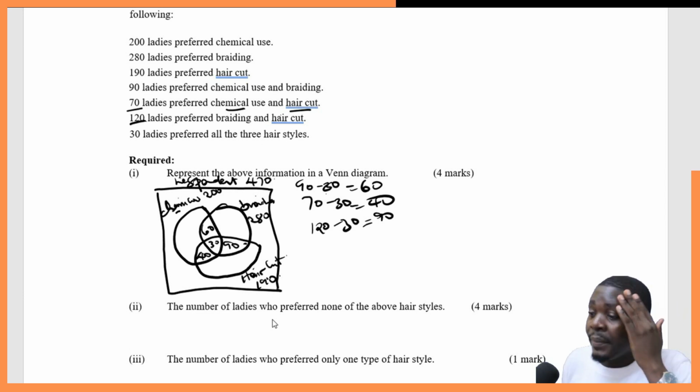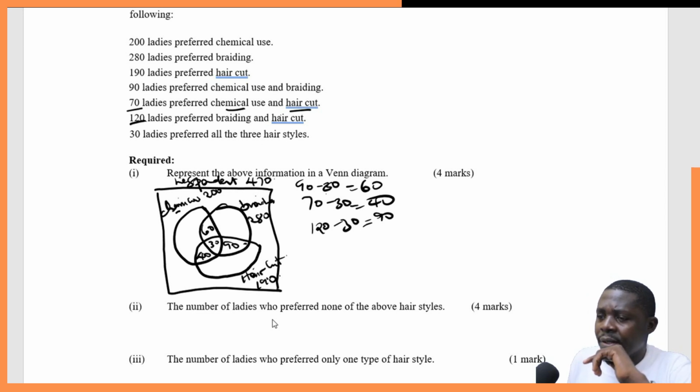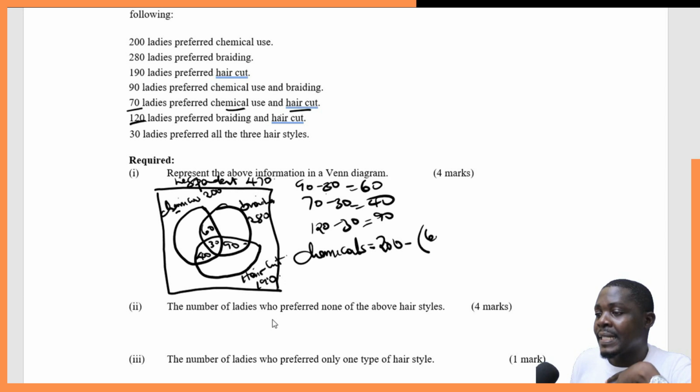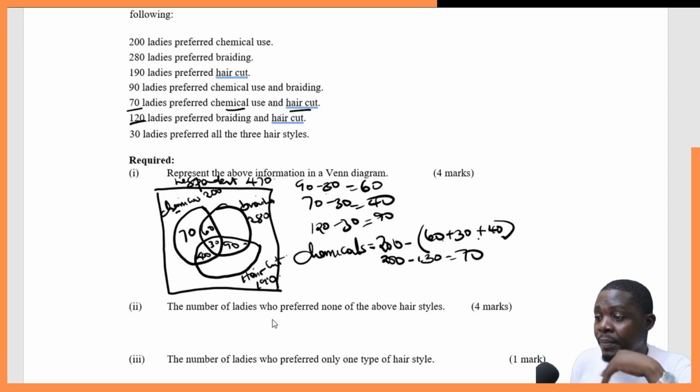Let's try to determine those who preferred only one hairstyle. Let's go for chemical. Chemical is 200. We subtract 60, plus 30, plus 40, which is 130. 200 minus 130 is 70. Now 70 preferred only chemical.